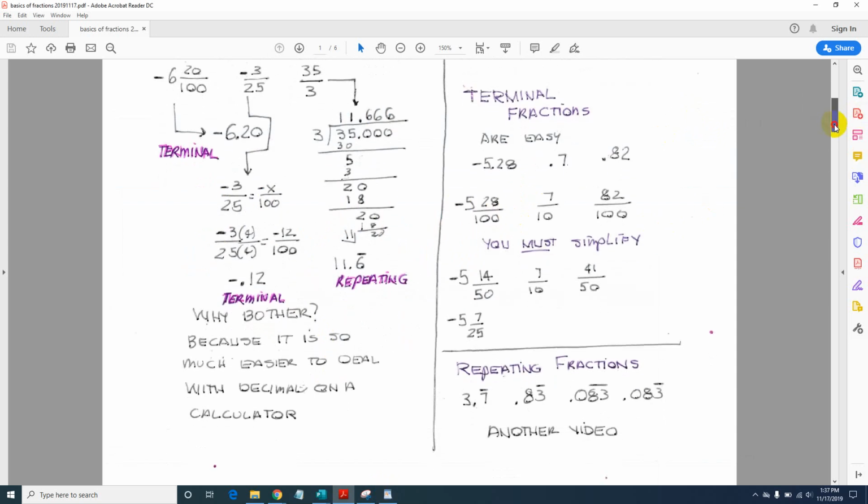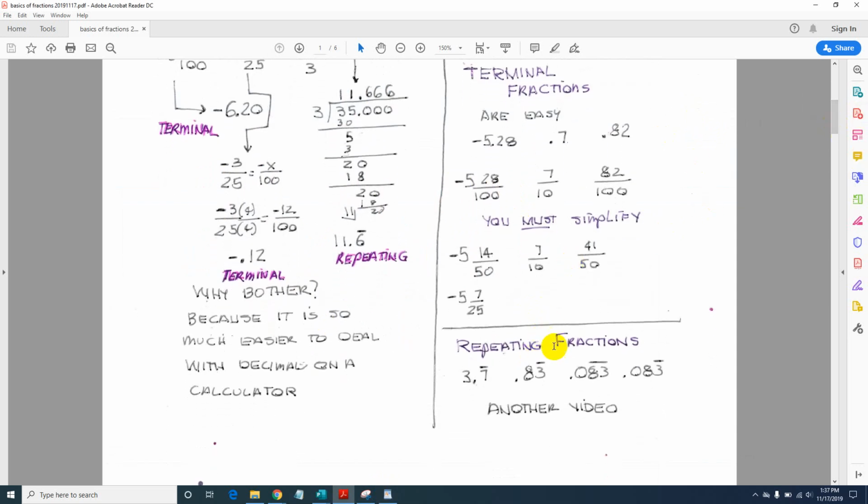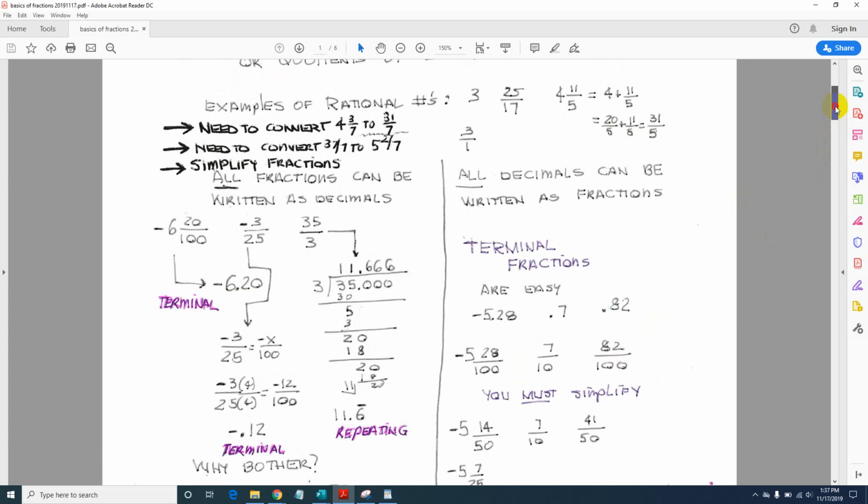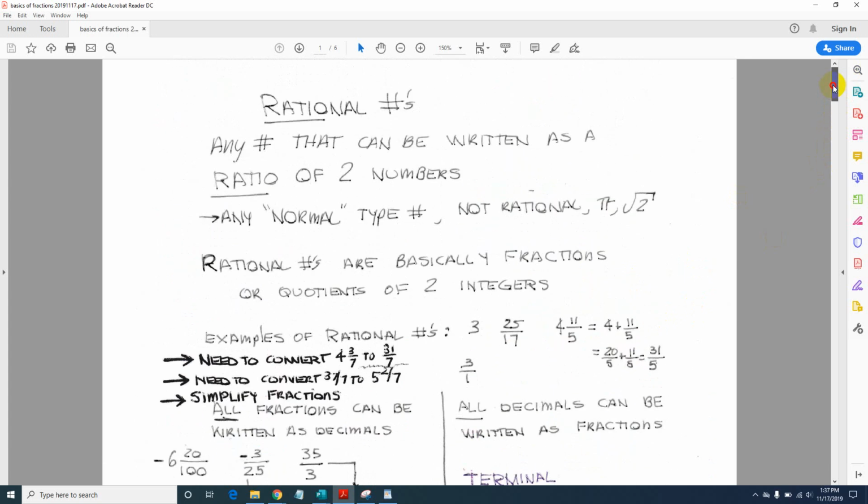Okay, now the problem though is when you have a repeating decimal, how do you turn that into a fraction? That will be a separate video. Okay? You don't do this too often in real life. In fact, you almost never do this in real life, but you'll have to do it for the test. So this will be a separate video. Okay? So we're basically done with all this sort of boring stuff having to do with fractions, ratios and all the rational numbers.